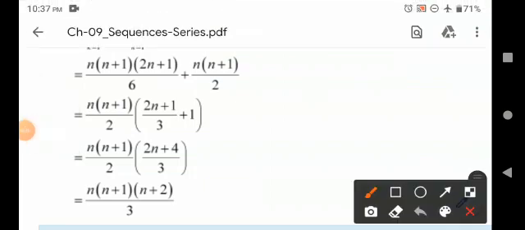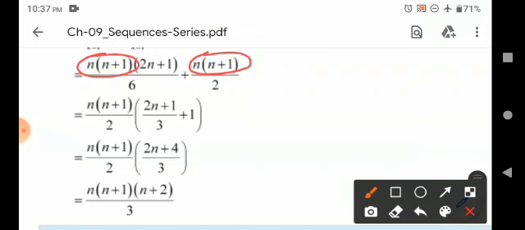Now my dear students, let me replace summation k square as n into n plus 1 into 2n plus 1 divided by 6, plus summation k, which is given by the formula n into n plus 1 divided by 2. Now we are going to solve these two fractions. Before I solve these fractions, let me take the common term in these two fractions.